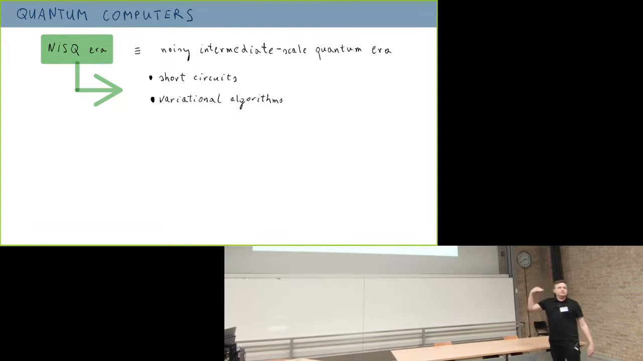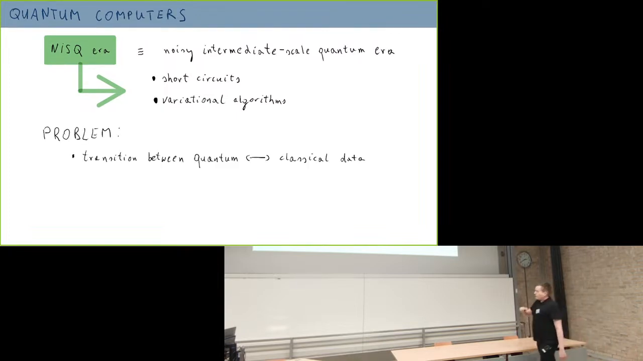So we need to use short quantum circuits, and the algorithms which work quite well on current quantum computers are variational algorithms, because in this case, the noise is, let's say, not a huge problem. But there is also another problem, namely the transition between classical data and quantum data, because it is often the situation that embedding classical data on a quantum processor is exponentially hard. And similarly, obtaining classical results from a quantum processor often requires, for example, exponentially many measurements.